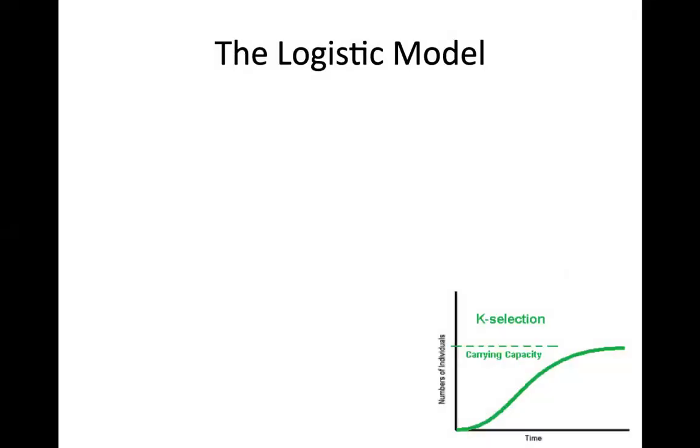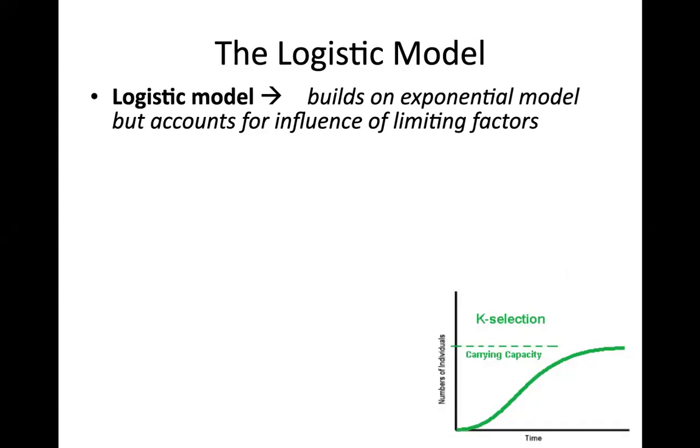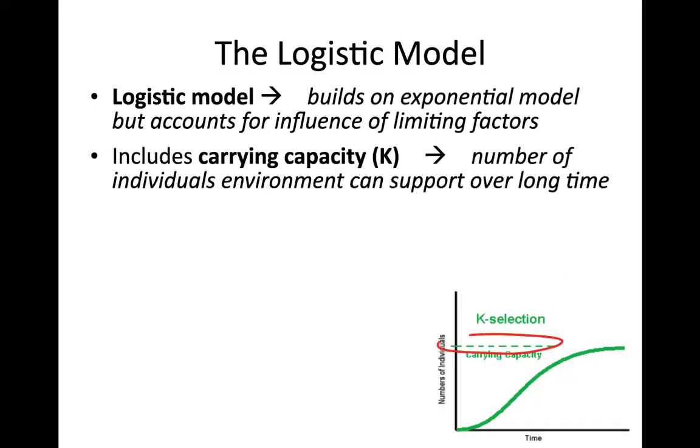Now, the more accurate model to describe population growth is called the logistic model. This builds on the exponential model, but it also takes into account limiting factors, which you can see down here. For the logistic model, we introduce something called the carrying capacity, which we label as K. This is the number of individuals that an environment can support over a long period of time.